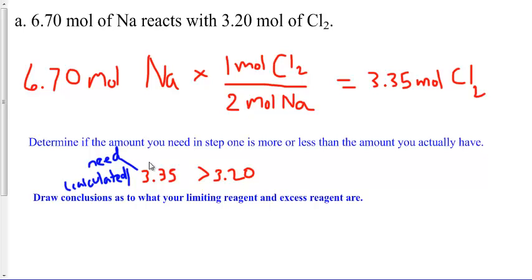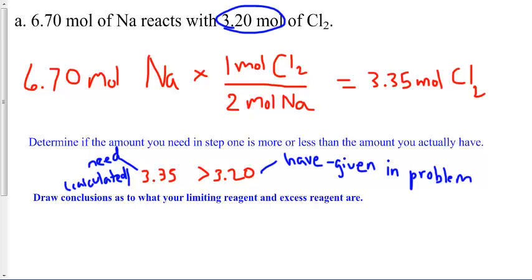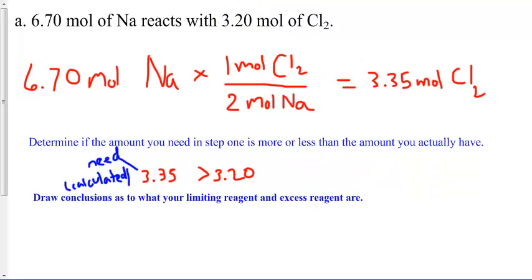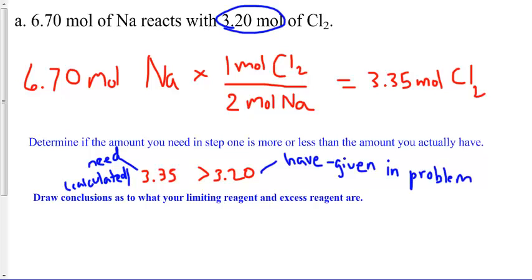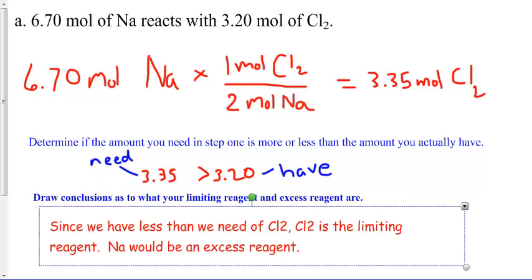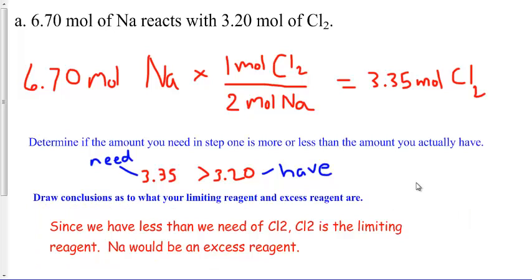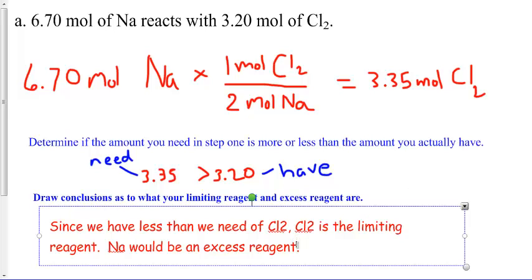Okay, so again, my need is what I calculated, and what I have was given to me in the problem. So now I can draw conclusions as to what my limiting reagent and my excess are. Well, I need more than I have of chlorine. So chlorine is the one I'm going to run out of. Therefore, chlorine is the limiting reagent. If chlorine is limiting, then sodium would be what we would call the excess reagent. So chlorine is limiting, sodium is excess.